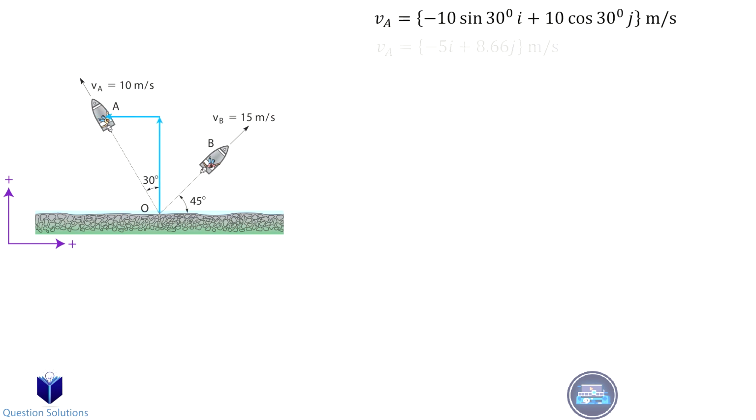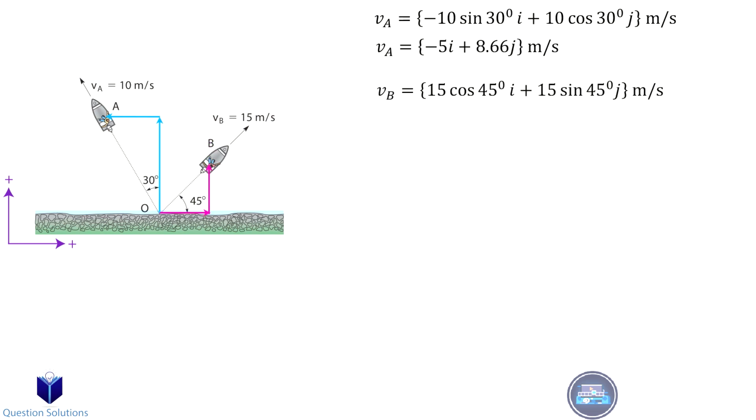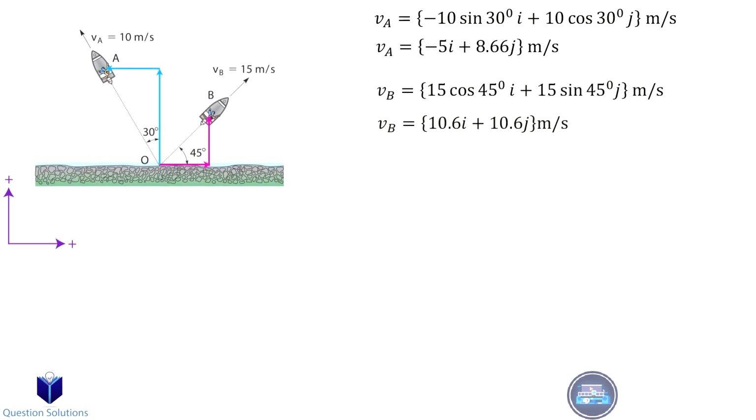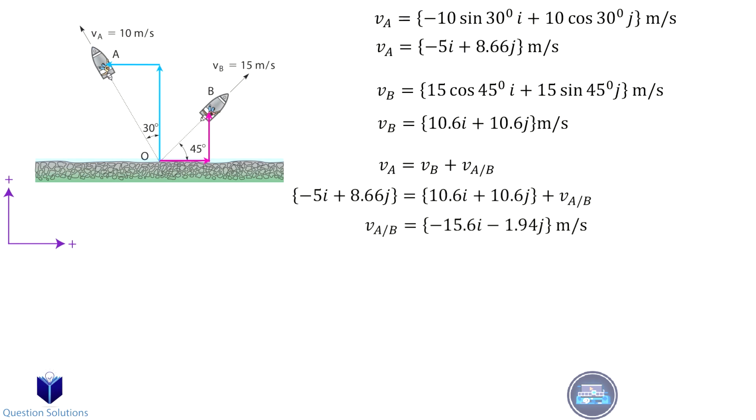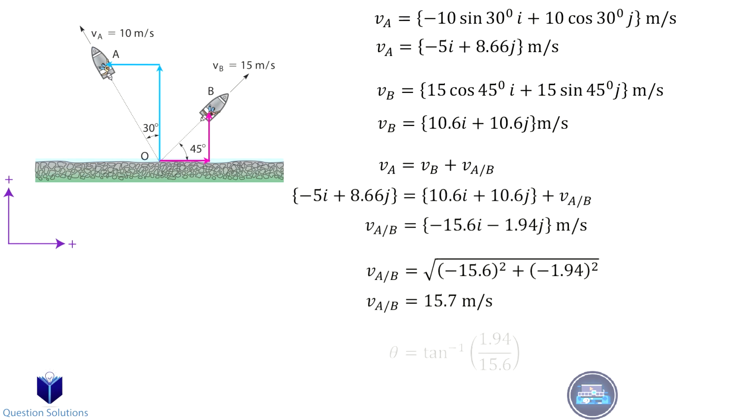Let's simplify them. Now we will do the same for boat B. We have 15 cos 45 degrees and 15 sine 45 degrees. Let's simplify these. Now it's time to find the relative velocity. Remember, we're trying to find the velocity of boat A with respect to boat B. Let's plug in what we know and solve. We can now find the magnitude of velocity. The angle can be found using tan inverse.